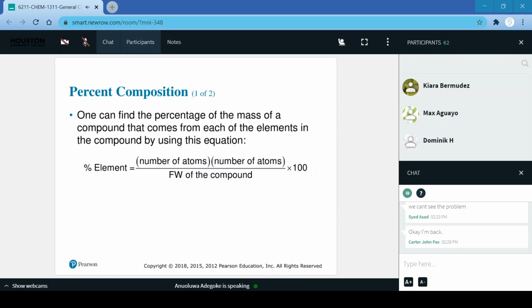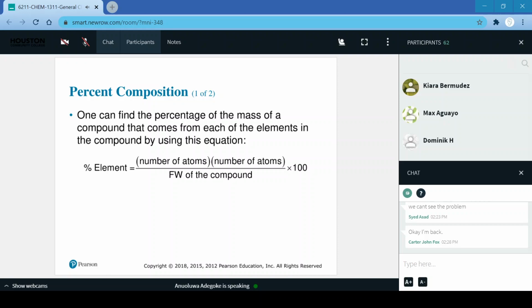Now that we have learned how to do formula weight and molecular weight, which is essentially the same thing, we want to learn how to calculate percent composition. So basically, the percent composition is the percentage of an element in a compound. For example, if I say, what is the percentage of oxygen in water? This is how we find it.